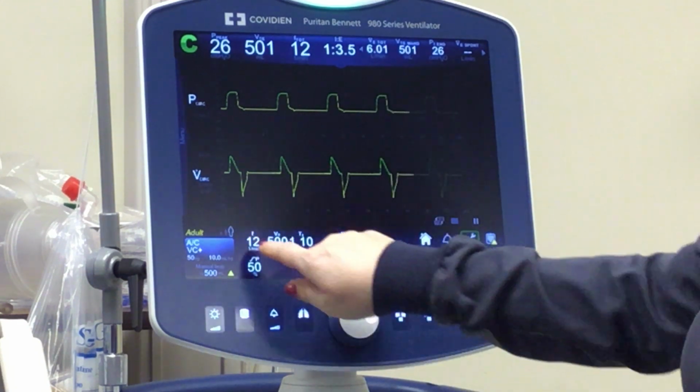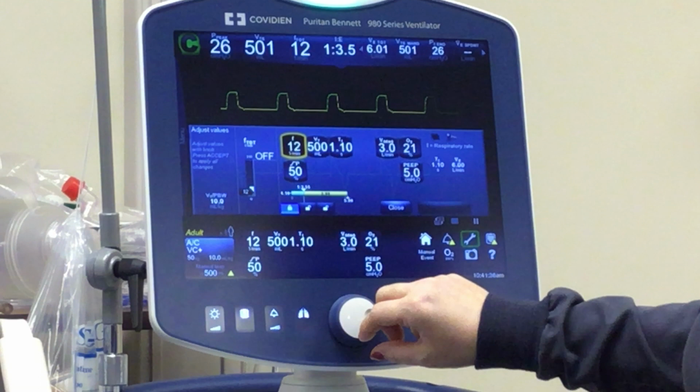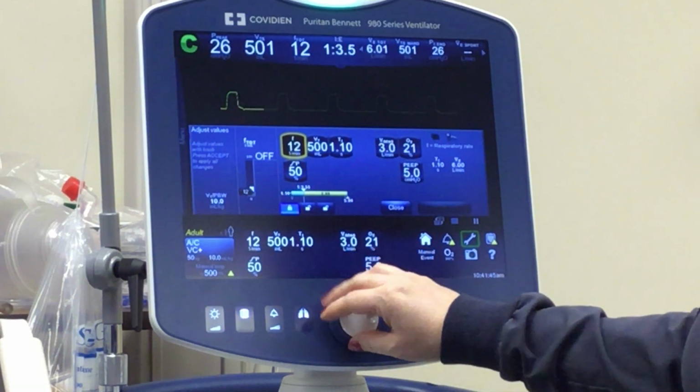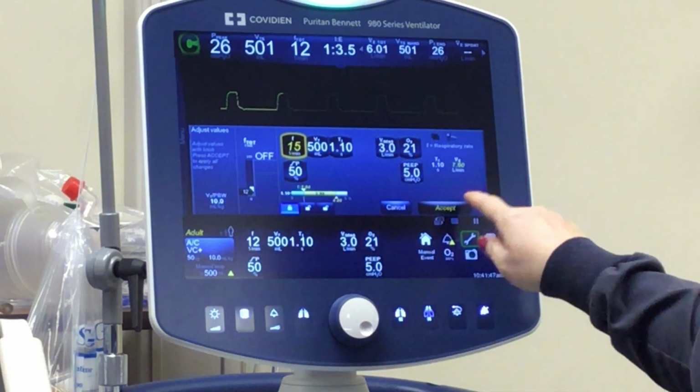Yes. So can you point to where the rate is? It's the F over here. Okay, so click on that. Good. So let's just say the CO2 was 60 and we need to increase the respiratory rate. We would increase it. So can you adjust it to 15 breaths per minute? All right.